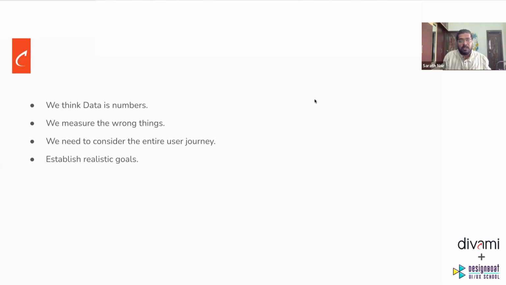If you are starting from scratch, the amount of research and data which you need to collect will differ from when you're adding just a new feature or just enhancing something on your existing product. So establishing a realistic goal is really important.